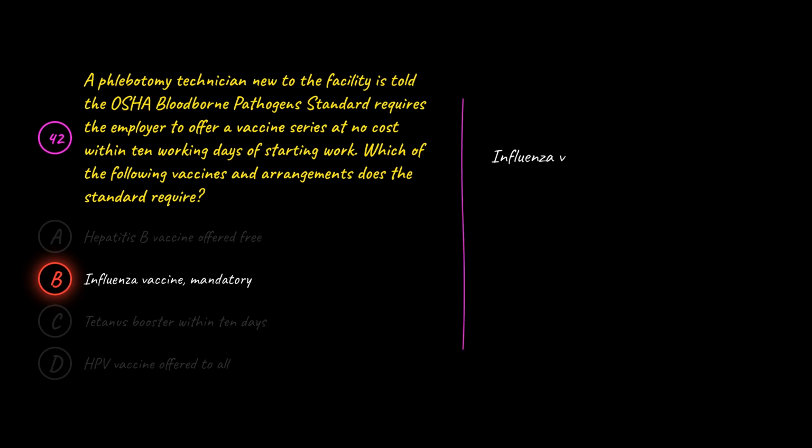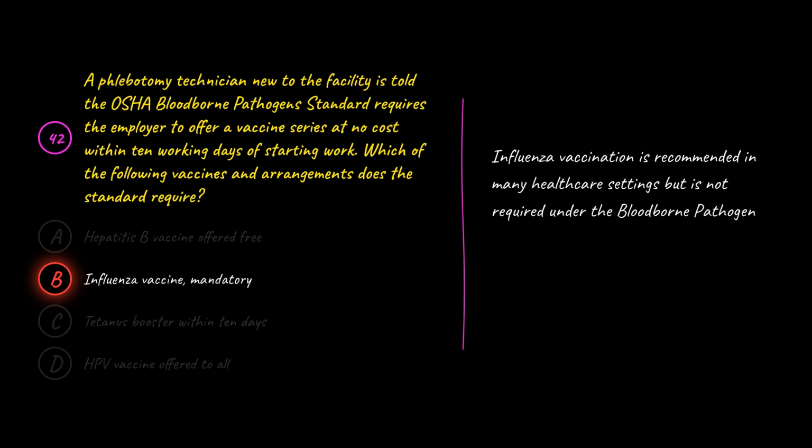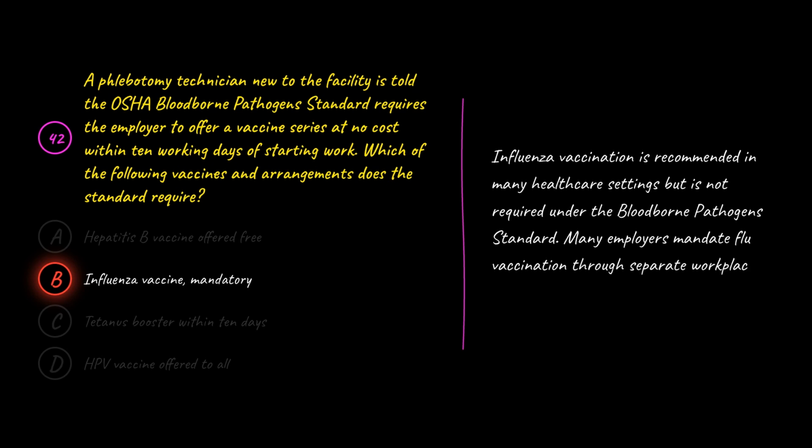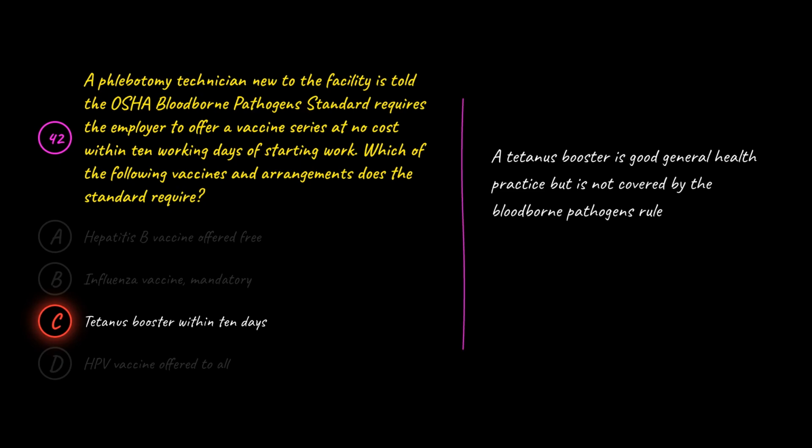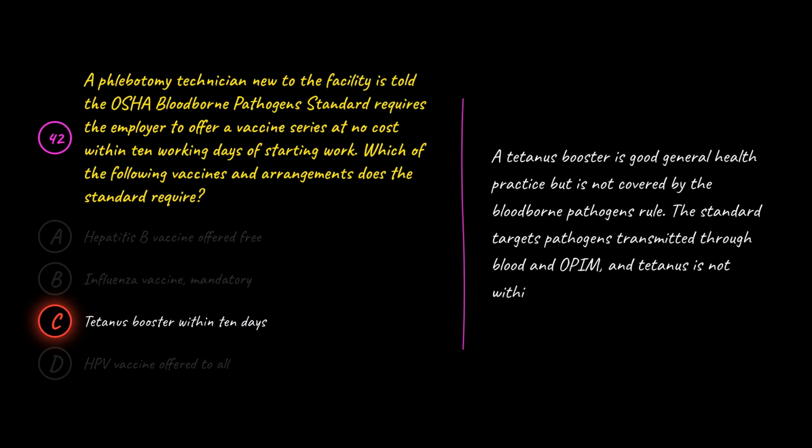B is wrong because influenza vaccination is recommended in many healthcare settings, but is not required under the Bloodborne Pathogens standard. Many employers mandate flu vaccination through separate workplace policies, which differ from the OSHA hepatitis B offer requirement. C is wrong because a tetanus booster is good general health practice but is not covered by the Bloodborne Pathogens rule. The standard targets pathogens transmitted through blood and OPIM, and tetanus is not within that exposure scope at all.